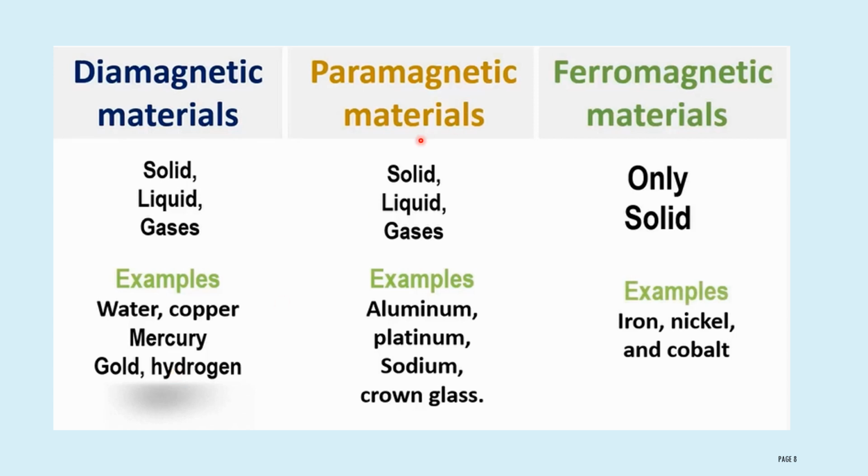Paramagnetic materials also exist in solid, liquid and gases. Aluminium, platinum, sodium, crown glass are examples of paramagnetic materials. Then ferromagnetic materials exist only in solid state. Only in solid state, remember that. For example, iron, nickel and cobalt.